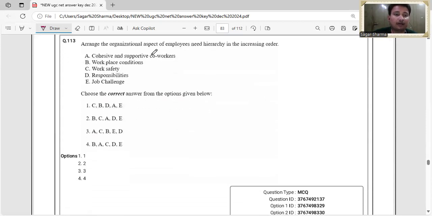You have to arrange the organizational aspects of the employees' need hierarchy in increasing order, meaning smallest to largest. So what should be your correct answer? Firstly, we will see workplace conditions. Yes. After that, work safety will come. After that, we see the supportive co-workers and their cohesiveness. After that, we will see the responsibility. At last, we will see job challenges. So by this, B, C, A, D, E will be your correct answer.